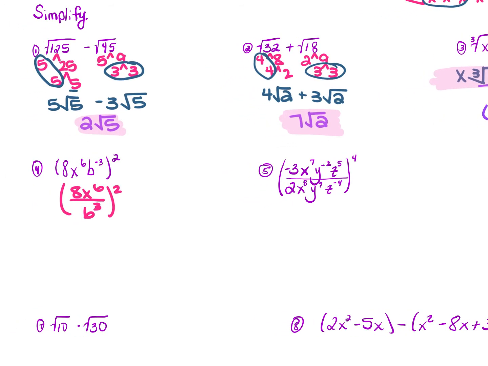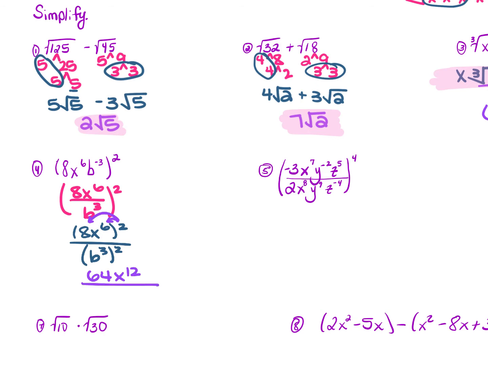So this is going to give you 8x to the 6th power squared over b cubed squared. The power of 2 on the top is going to go to both the 8 and the x to the 6th power. So that 8 squared is 64. The x to the 6th power raised to the 2nd power. We have a power raised to a power, so we multiply those powers. That gives us x to the 12th power.